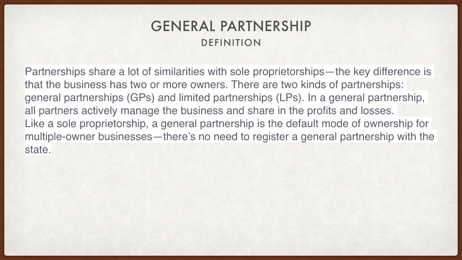Okay, next on the list is general partnership. Partnerships share a lot of similarities with sole proprietorships. The key difference is that the business has two or more owners. There are two kinds of partnerships, general partnerships and limited partnerships. In general partnerships, all partners actively manage the business and share in the profits and losses. And like a sole proprietorship, in a general partnership all partners would be held liable for court cases, lawsuits, and debts. However, there is no reason to register a general partnership with the state.